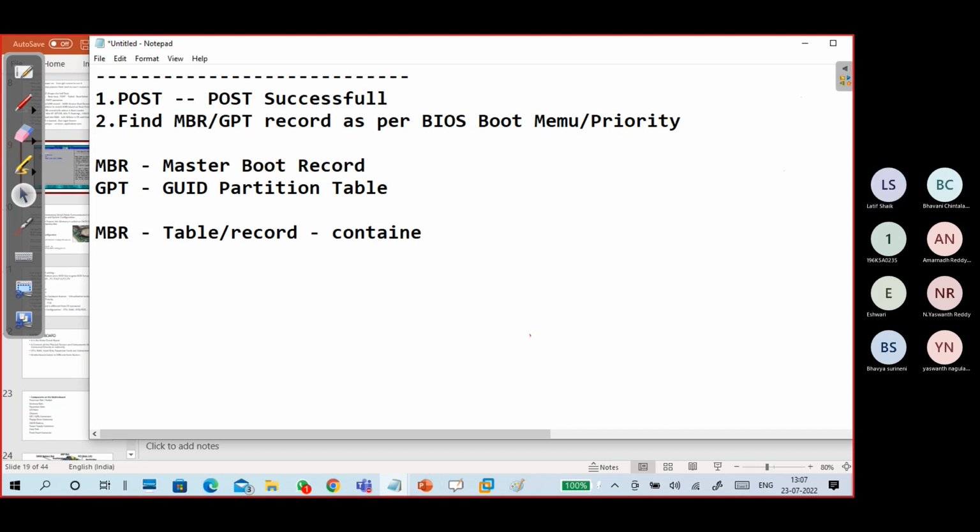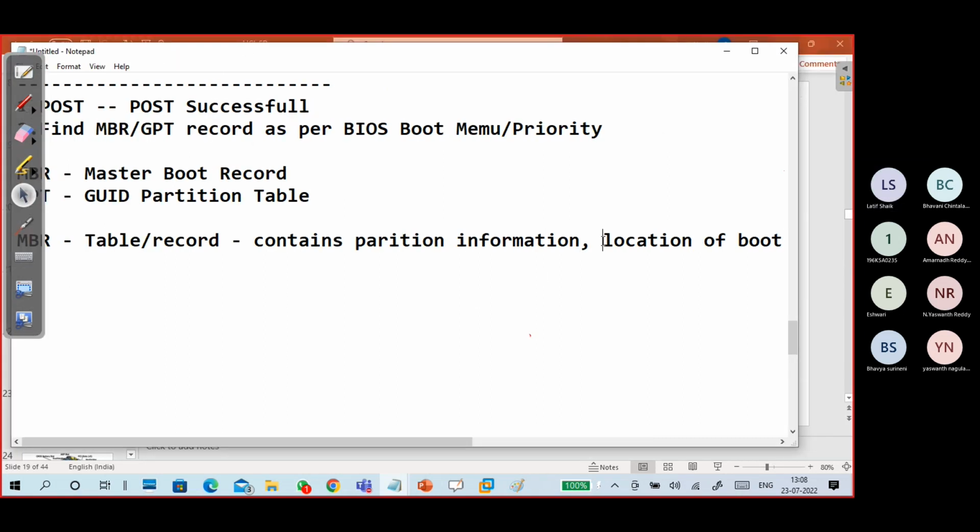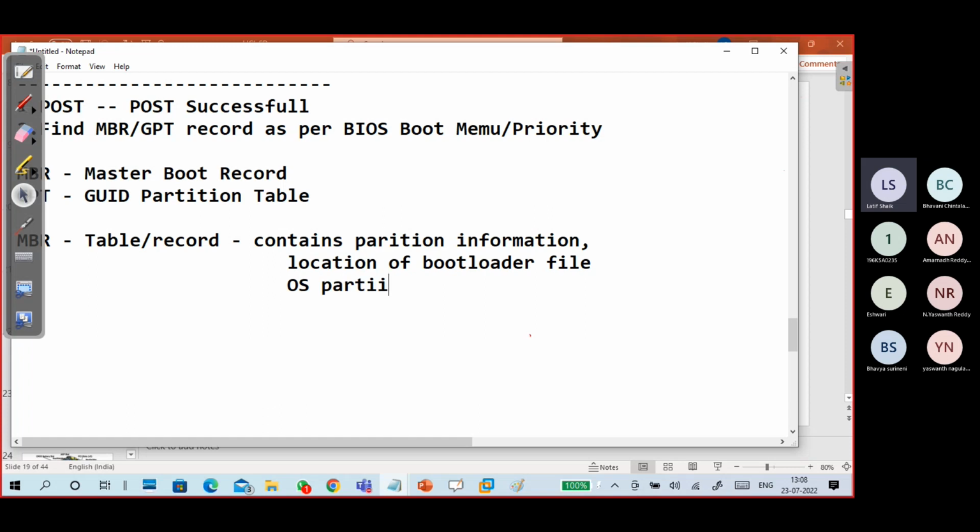It contains partition information, the location of the bootloader file, and OS partition information also. Your hard disk, you have partitions there, no?